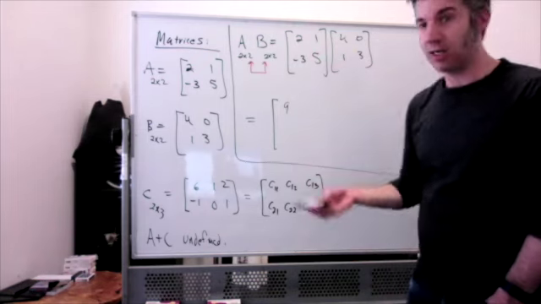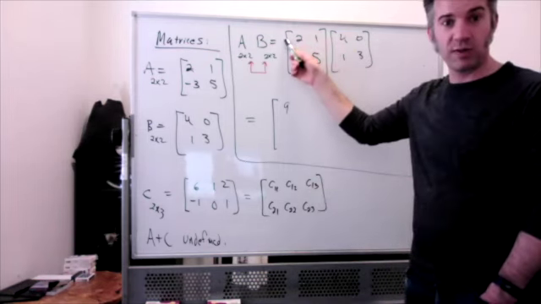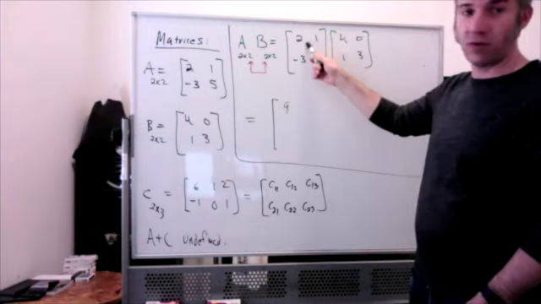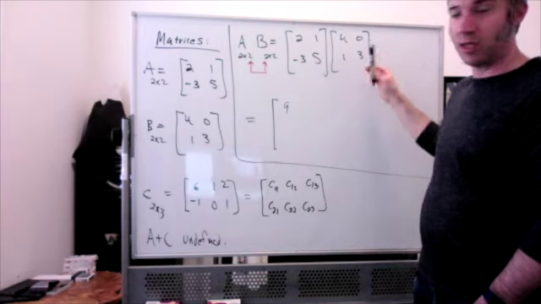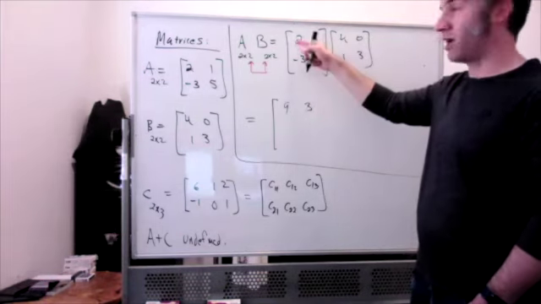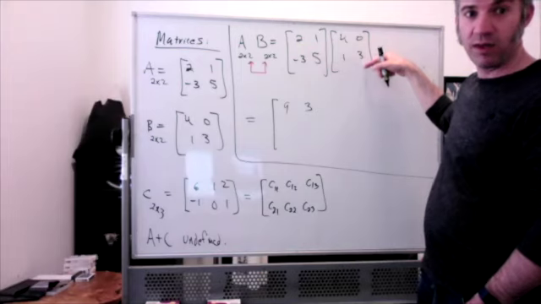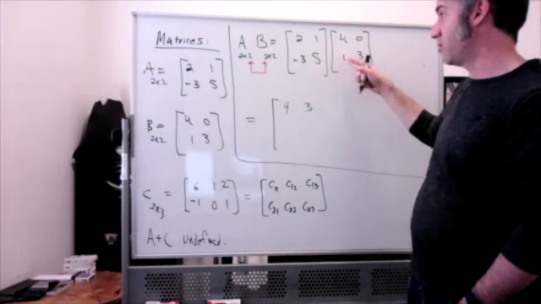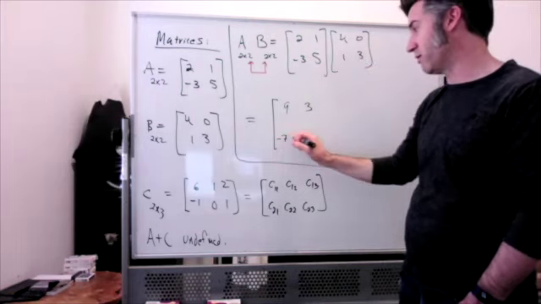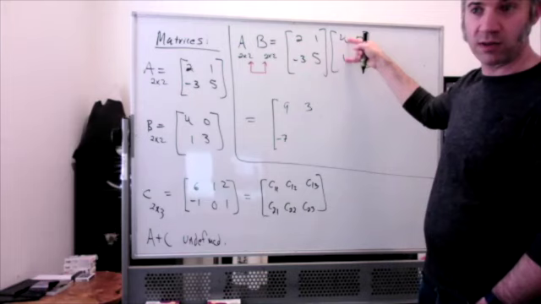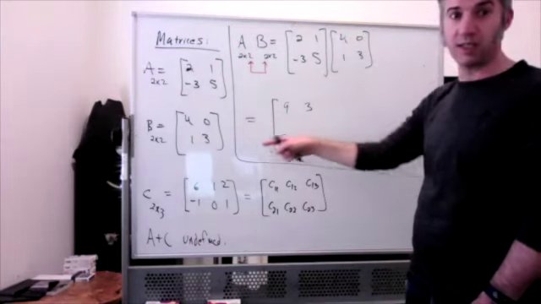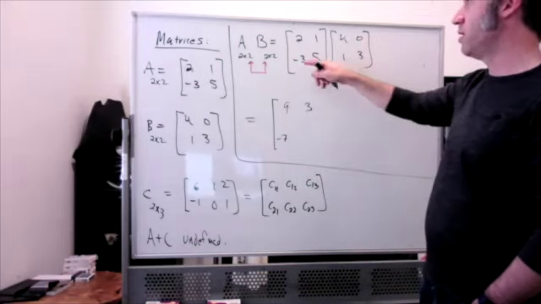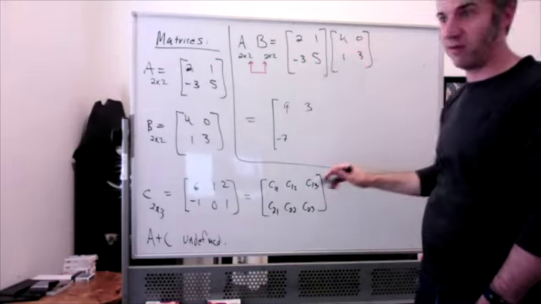Typically, I keep using the same first row of the first matrix until I've exhausted all the columns of the second matrix. So first row, first column, first row dotted with the second column. 2 times 0 plus 1 times 3 is 3. I've exhausted all of the columns of B, so now I'm going to move down to the second row of A. Negative 3 times 4 plus 5 times 1 is negative 12 plus 5, which is negative 7. Second row of A, first column of B gives you the 2, 1 entry, the second row, first column entry of your product. And then second row of A, second column of B, negative 3 times 0 plus 5 times 3 is 15.